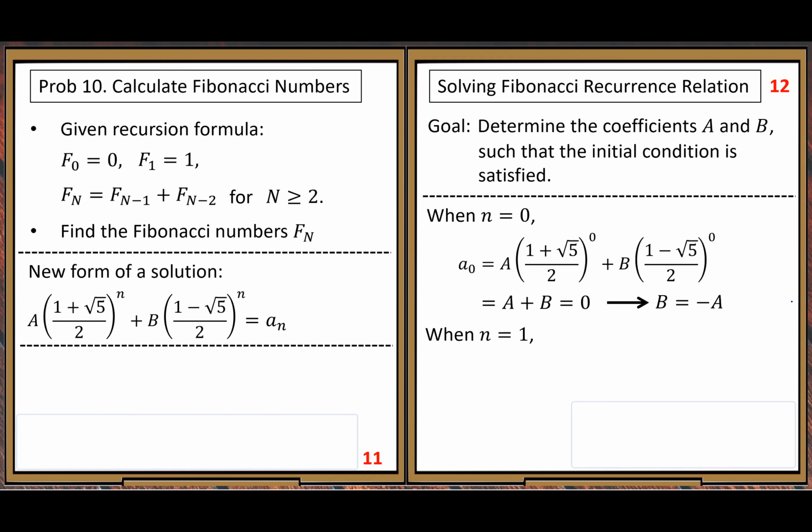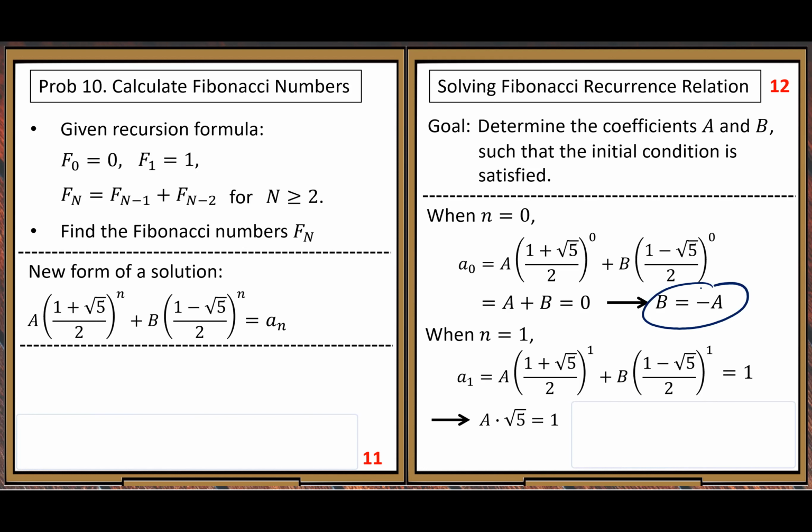The second one, you plug in n equals 1, you get a1 equals this expression. After simplification, we know its value is 1, our second base case. So after you simplify this equation, and at the same time use b equals negative a, you replace b by negative a and do some simplification, you will get a times root 5 equals 1. So a equals 1 over root 5. And b equals negative 1 over root 5.